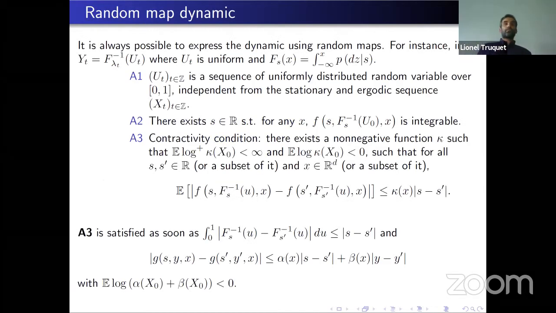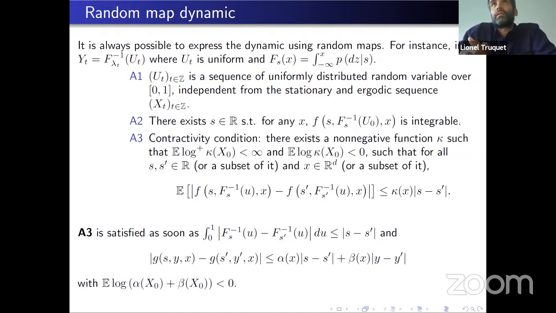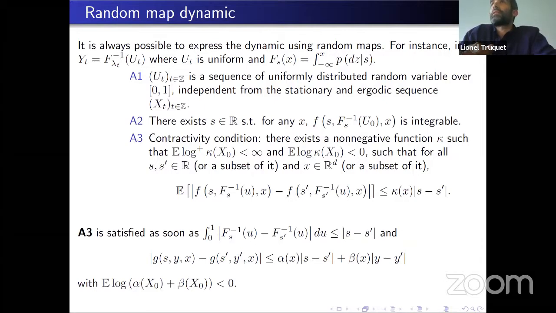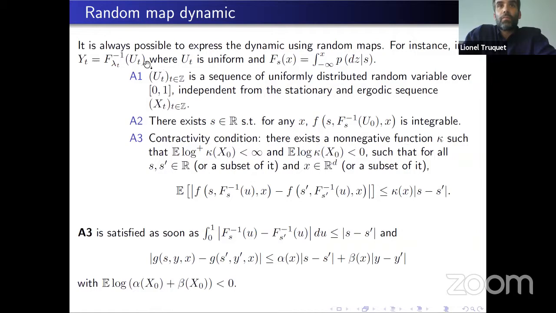So a good way to study this kind of random dynamical system is to get an almost sure representation. Here the model is defined by a conditional distribution, but I suppose that everybody knows that it is possible to represent almost surely a distribution using the inverse of the CDF associated to the distribution P and some uniformly distributed random variable over 0, 1. Now I suppose that I represent the process like this, with a sequence of uniforms that is independent from the exogenous variable.